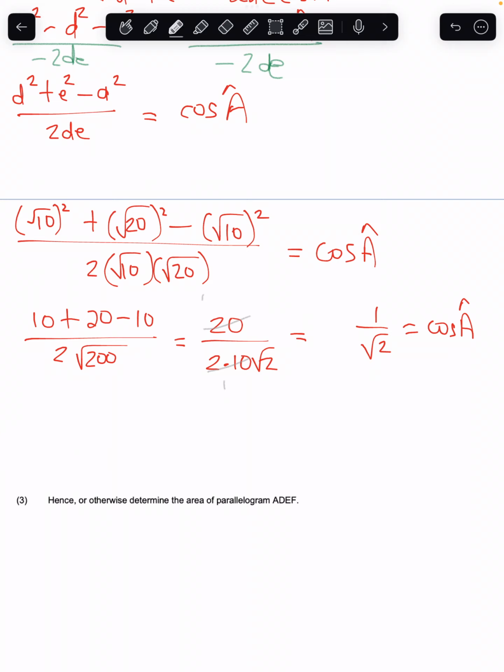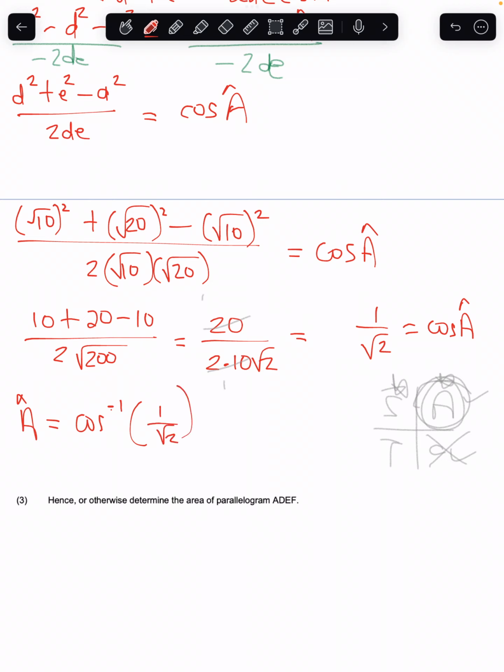Okay, so we're dealing with cos of A being a positive number. So where does that happen? That happens in this quadrant and this quadrant. And because we are in the context of a triangle, that means we're considering angles that are here or here. So this one does not make sense for our context. So we will only consider the first quadrant angle. So A will be the inverse of cos of 1 over root 2, which we know is 45 degrees.